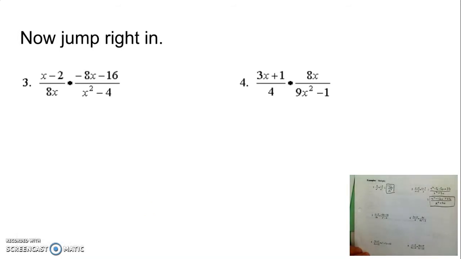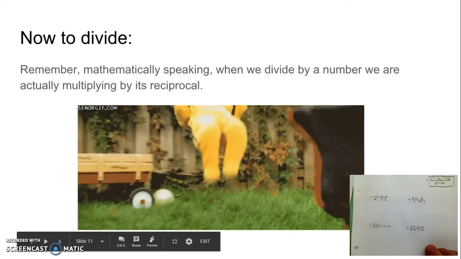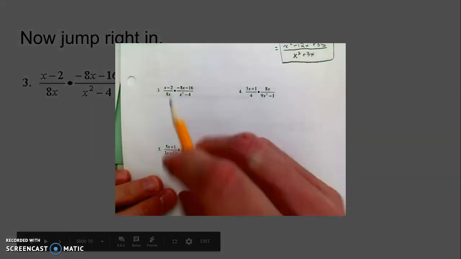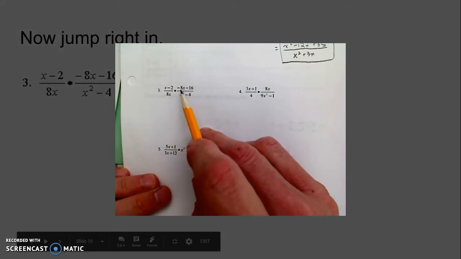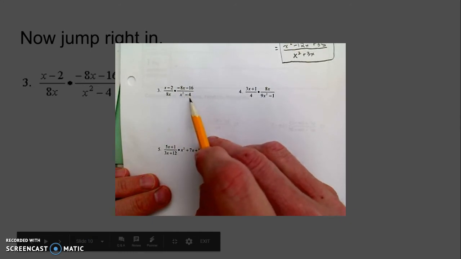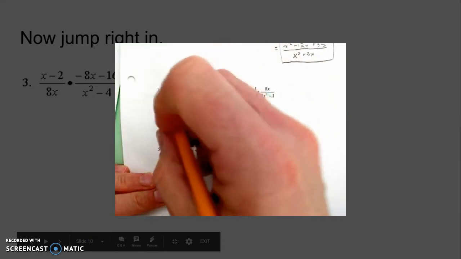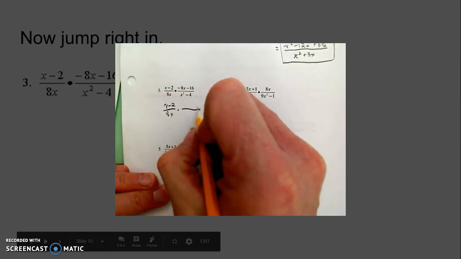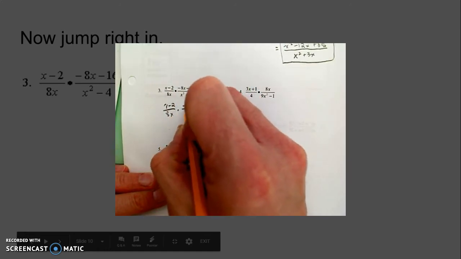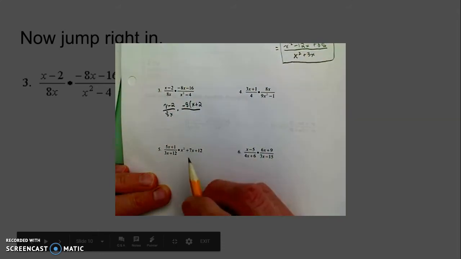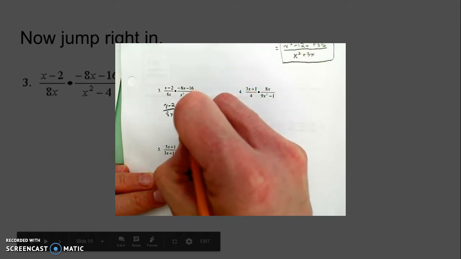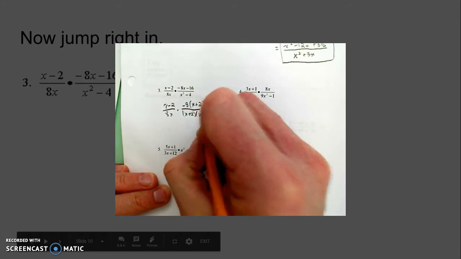Not bad. So now let's jump in with a couple more challenging problems. So x² over 8x times -8x minus 16 over x² minus 4. So let's break these things down. I have x minus 2 over 8x. Here, I can factor out a greatest common factor, -8 times x plus 2. x² minus 4, that's x plus 2 and x minus 2.